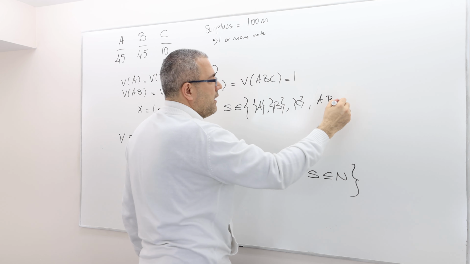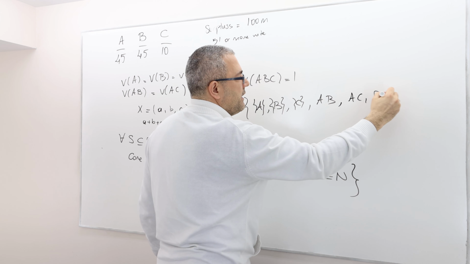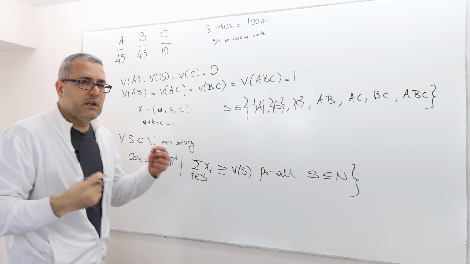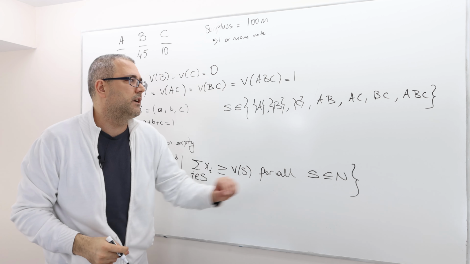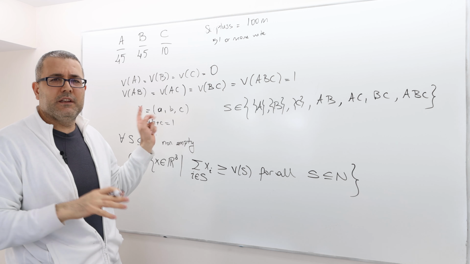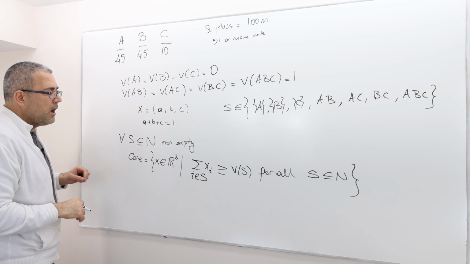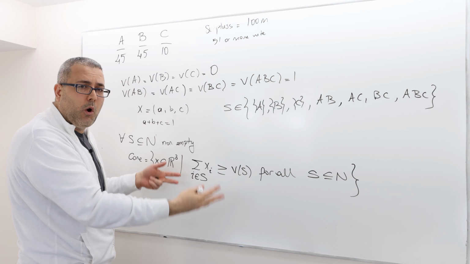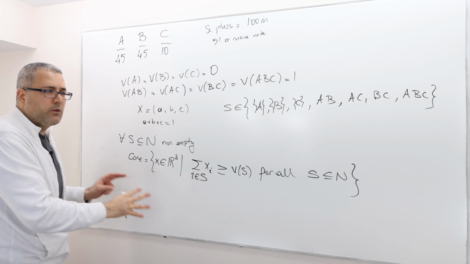This is a set, all right? AC, BC, and then finally ABC. So these are all the coalitions that I am actually considering here. There's no other coalition in this problem. Okay, well, what else? This is going to generate lots of inequalities, so I need to write all those inequalities.